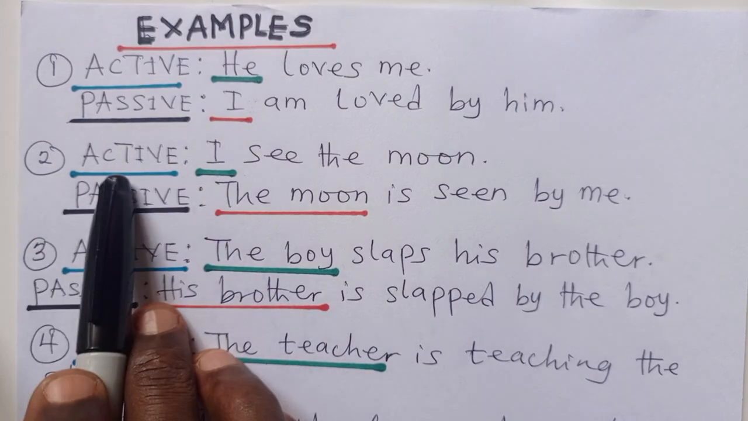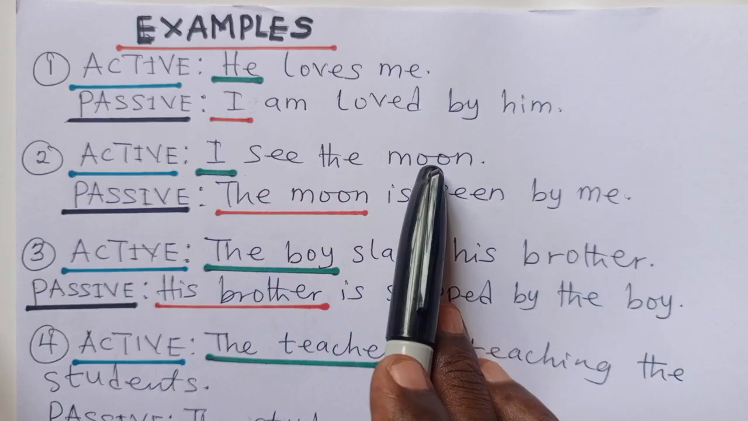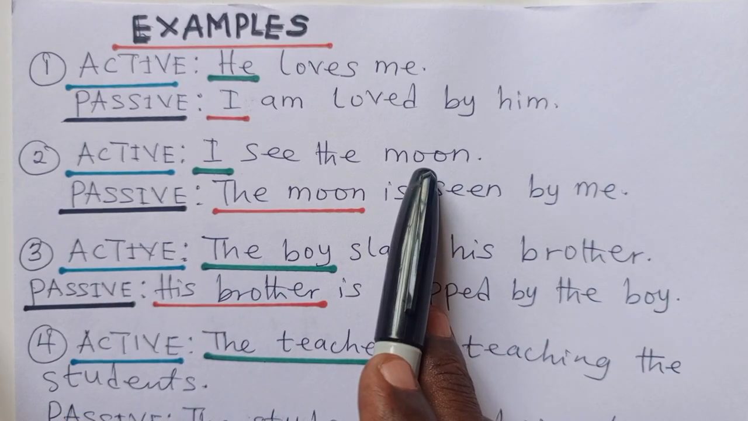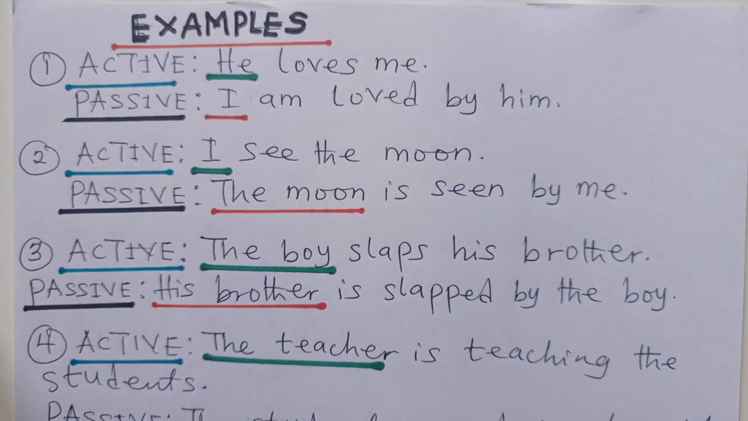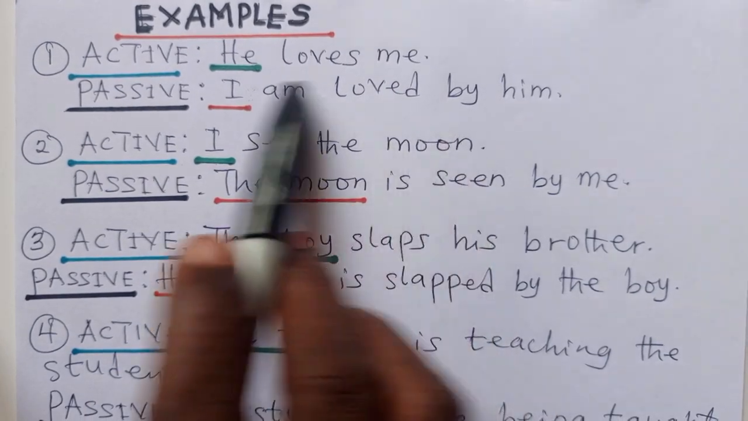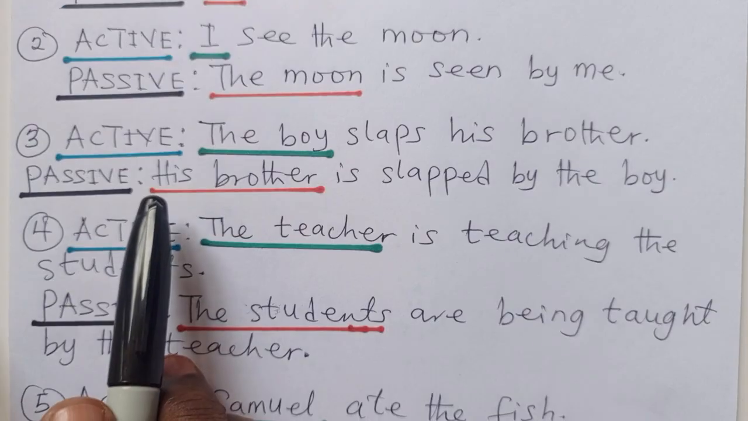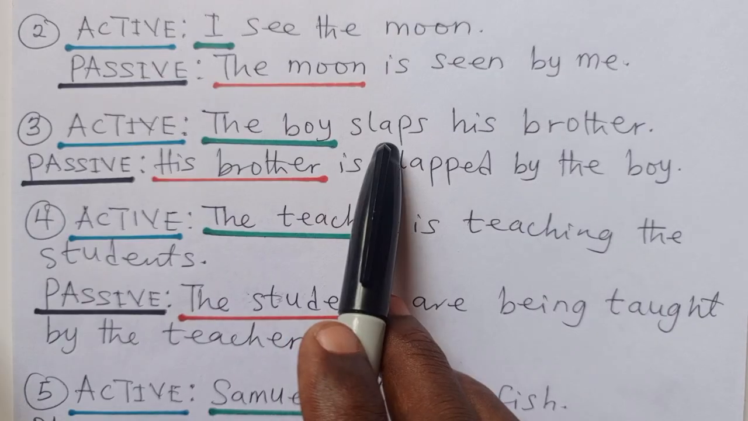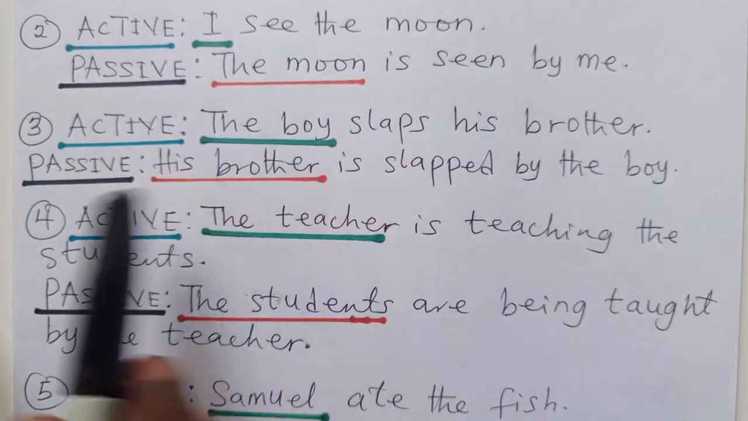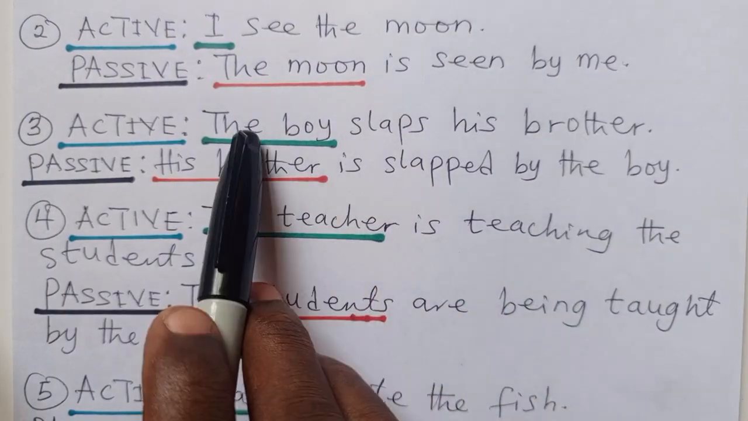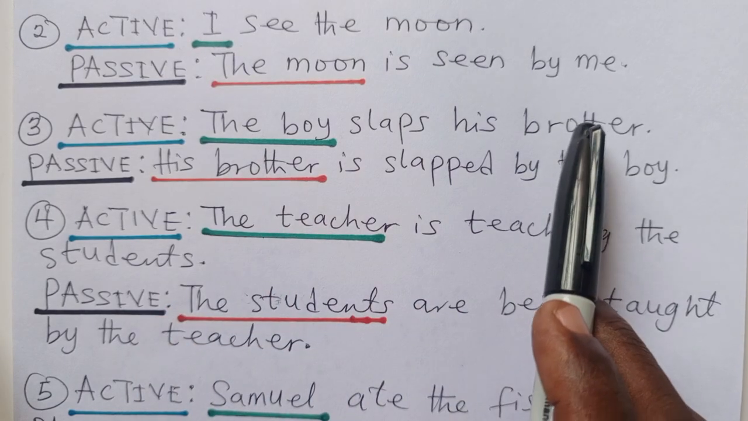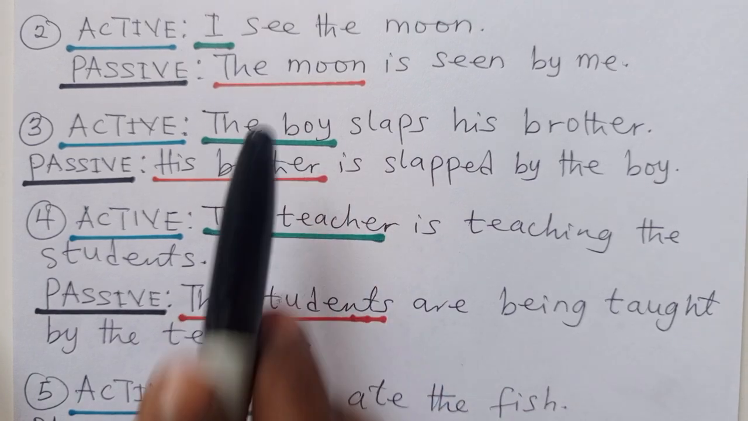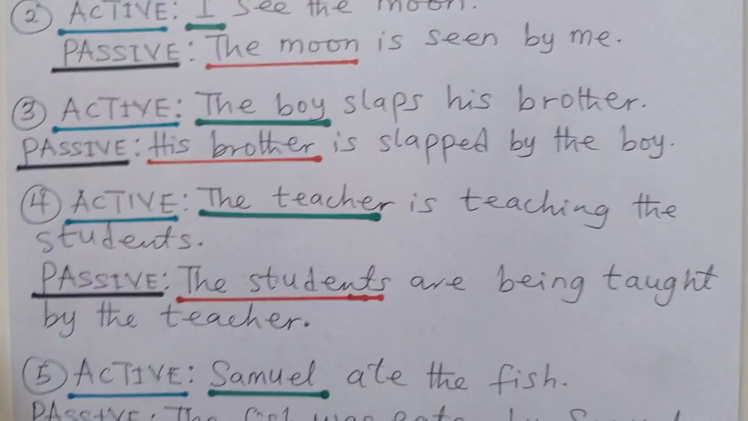Let's look at the second one. For active voice, I see the moon. Okay, then for the passive voice, the moon is seen by me. That's how you reverse it from the front to the back. Now let's move to the number 3 example. For active voice, the boy slaps his brother. Then for passive voice, you start from here, coming this way. Okay, that is, his brother is slapped by the boy. That is the passive voice.